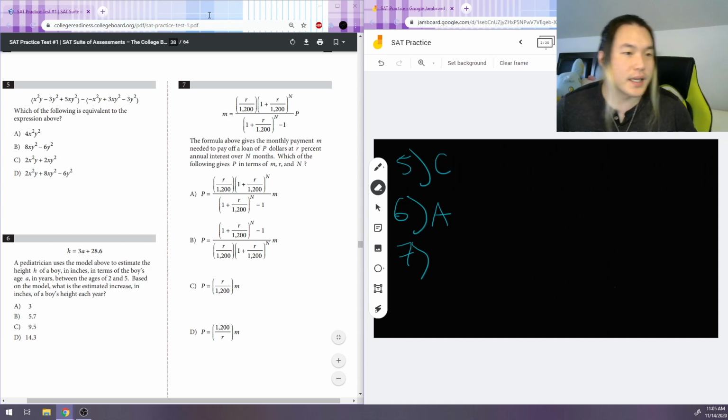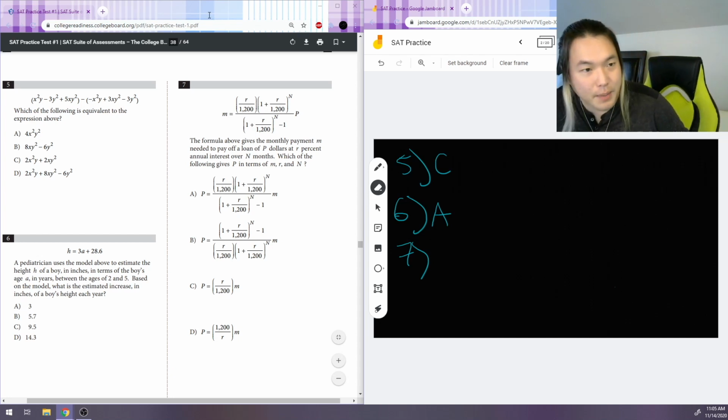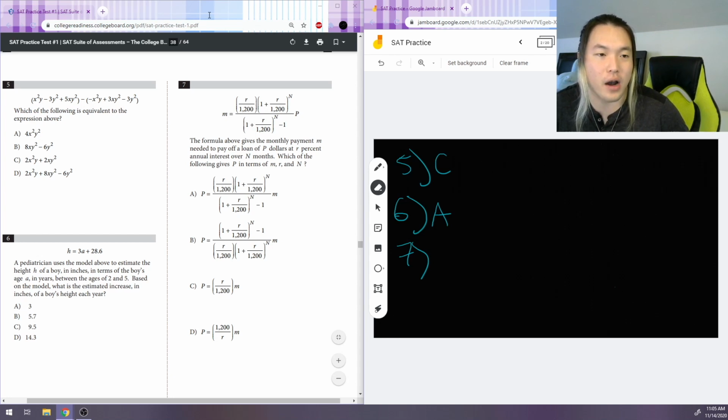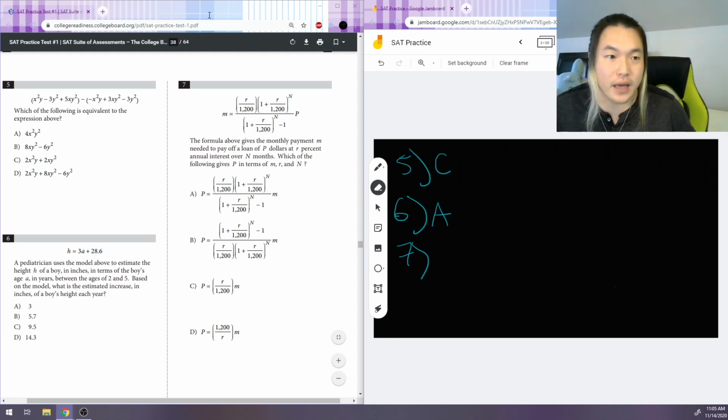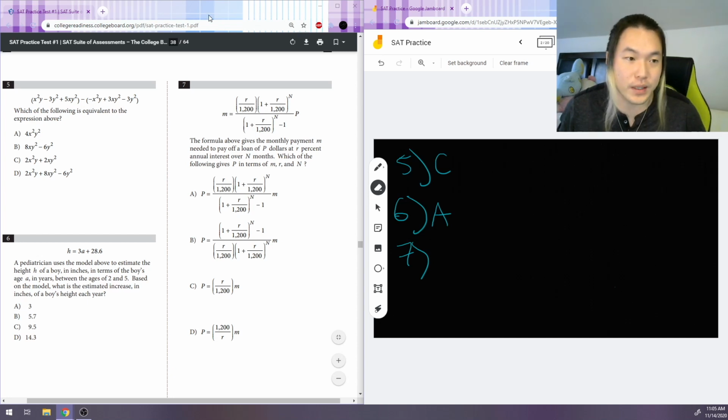Okay, so this one says the formula above gives the monthly payment M needed to pay off a loan of P dollars and R percent annual interest over N months. Which of the following gives P in terms of M, R, and N? This final sentence is really important. Which of the following gives P in terms of M, R, and N? That's a fancy SAT way of saying solve for P. Hopefully you can tell by the answer choices, right?